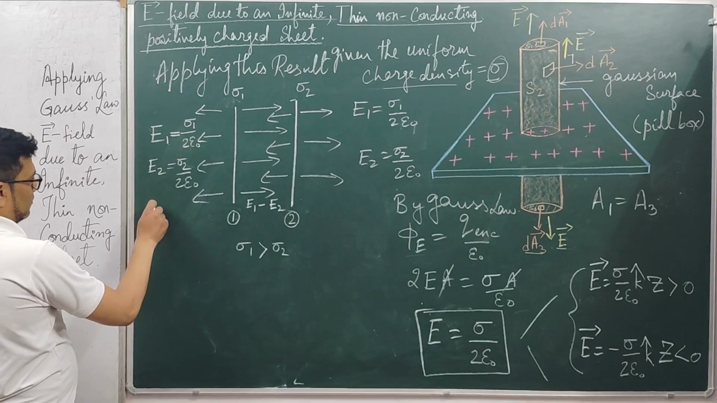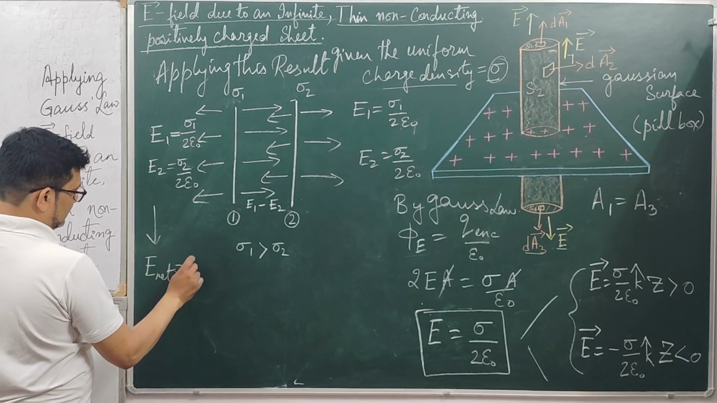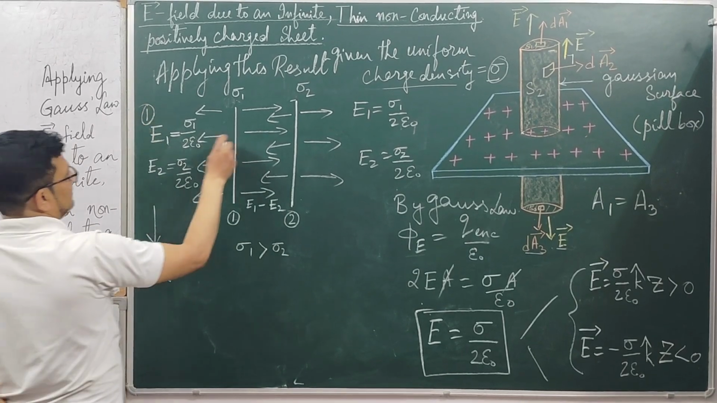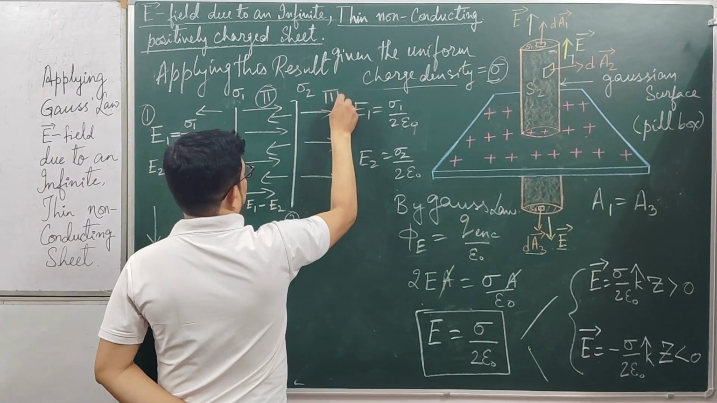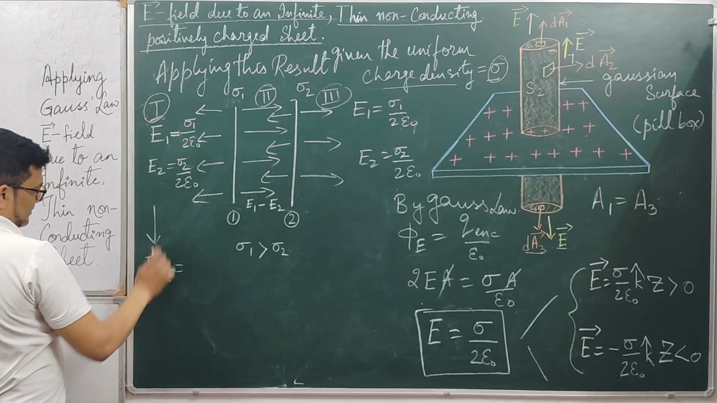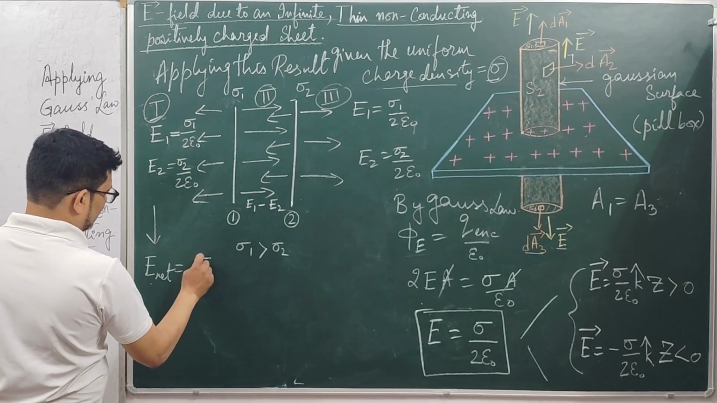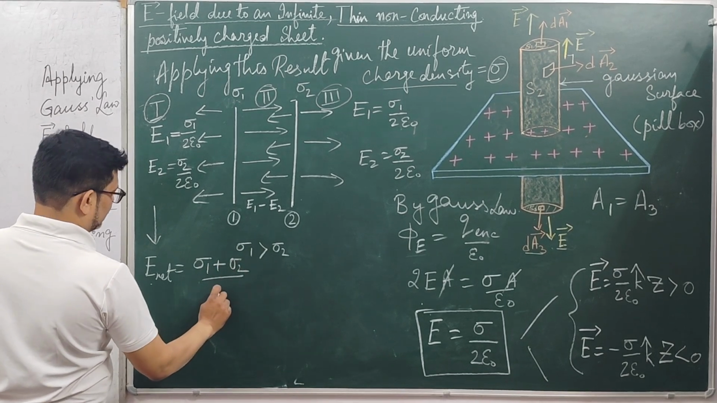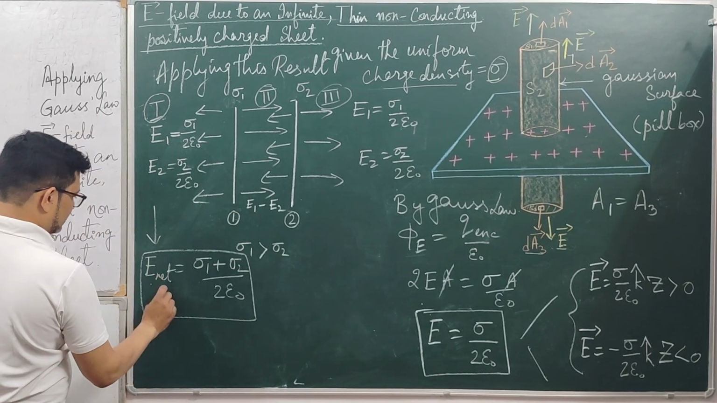Okay, so here what's going to be the net? It's going to be E net here. E net here is going to be in this region, suppose this is region 1, this is region 2, this is region 3rd. So in the first region, we'll have net electric field adding up of this, because it's in the same direction, it will be sigma 1 plus sigma 2 divided by twice of epsilon naught. So this is going to be E net in region 1.